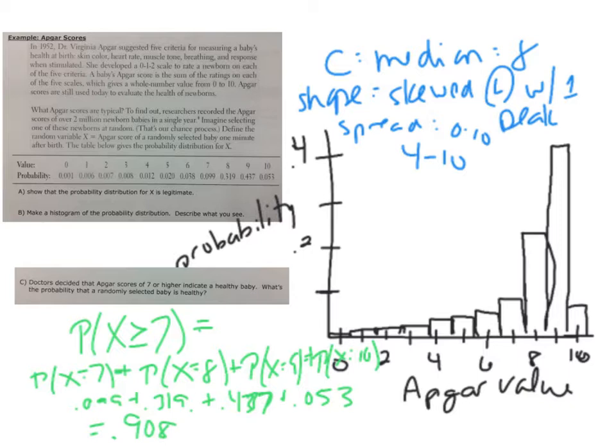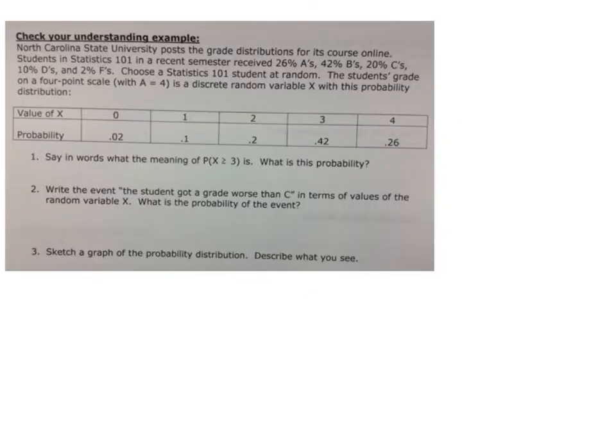So what that means for my interpretation is that there is about a 91% chance of randomly choosing a healthy baby, because a 7 or higher is considered a healthy baby. So there's a 91% chance of randomly selecting a healthy baby. So let's look at another example then.